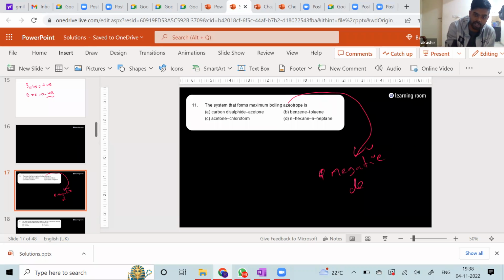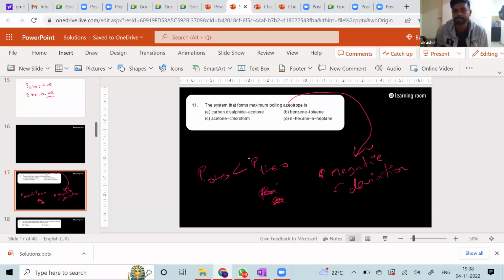Negative deviation from Raoult's law, right? What do you mean by negative deviation? The vapor pressure observed is going to be lesser than the vapor pressure theoretically calculated. Is it not? That is what is negative deviation. Obviously, if both the observed pressure and the theoretical calculated pressure are the same, then there is no deviation. That is ideal solution, right?